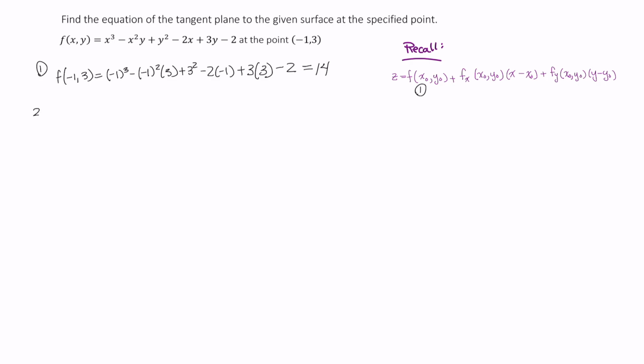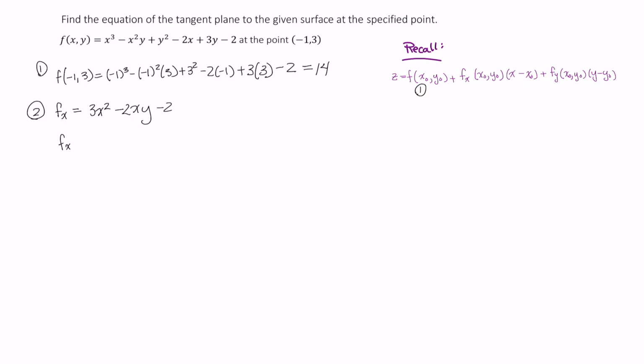Next, let's obtain the partial derivative with respect to x. So the derivative of x cubed with respect to x is 3x squared. The derivative of negative x squared y with respect to x is negative 2xy. The derivative of y squared with respect to x is 0. The derivative of negative 2x with respect to x is negative 2. And then these last terms vanish since they are treated as constants, and we end up with 0.